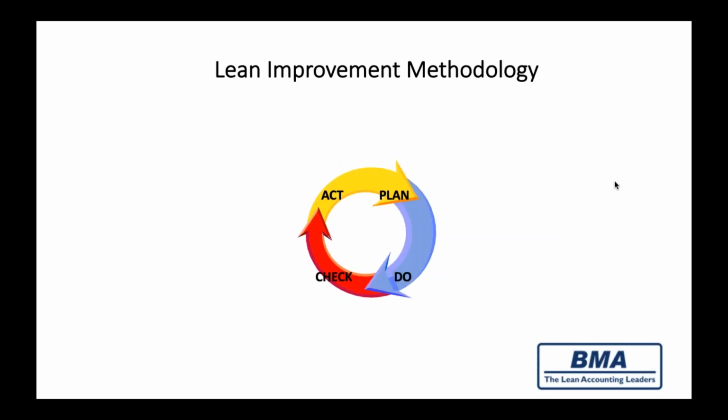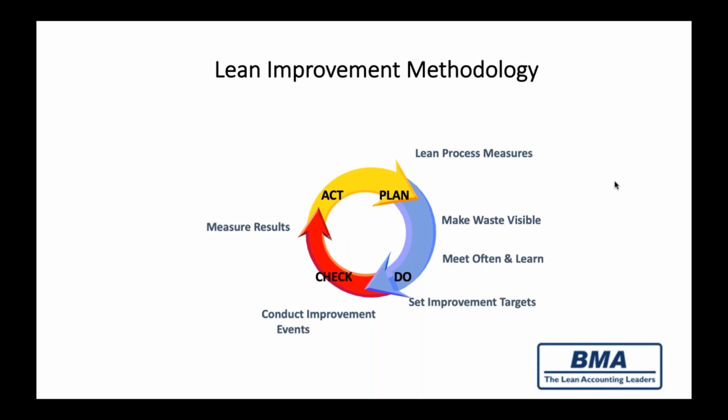The general improvement methodology for lean, and this is a cycle, and the objective is to build this into daily routine work for everyone in the accounting department. First, we want to measure the process, and we want the right measures so that we understand how the process is performing. Make the waste visible, meaning we're dealing with information, and most of this information is in computer systems. So how can we make the waste visible so everyone can see it? Meet often and learn about problems and issues. Set targets for improvement. Conduct the improvement events, measure the results, and sustain your improvements by changing your standard work.